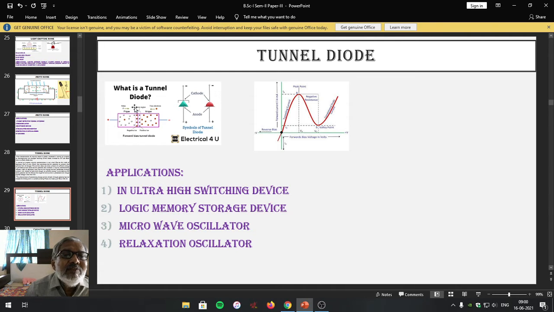This diode was invented by Leo Esaki. That's why this diode is called the Esaki diode. The symbol of the tunnel diode is represented here. This one is the cathode, whereas this one is the anode. Or it is also represented like this. This is also the symbol of the tunnel diode, and this one is also a symbol of the tunnel diode. The flat portion is the anode, the pointed portion is the cathode.